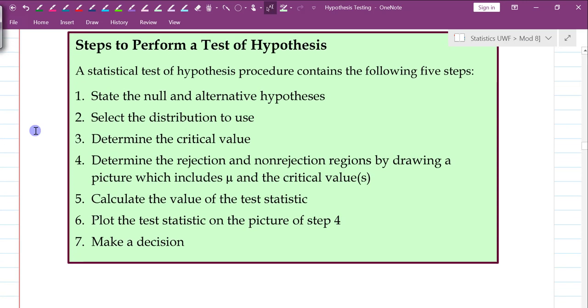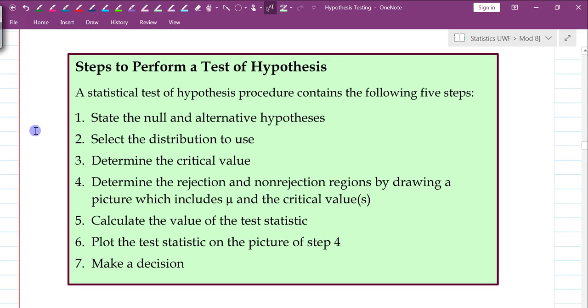So, steps to performing a hypothesis test. A statistical test of hypothesis procedure contains the following, it should be 7 steps. I updated this to include 2 other steps, so we'll make this 7 steps, okay? So, number 1, state both the null and the alternative hypothesis. You got to know what you're testing, right? If you don't know what you're testing, you can't perform a test. So, number 1, state what you're testing.